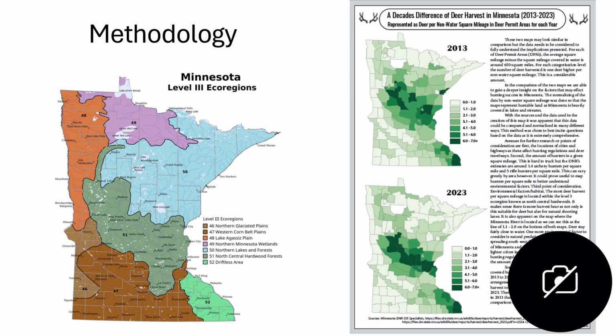So the data was then normalized by the non-water square mileage of each DPA, and a color scheme of green was used to represent the outdoor nature of deer harvest or deer hunting. After the production of the maps in GIS, they were then sent over to Adobe Illustrator and put into an infographic format aided with the description and the insights gained from the map.